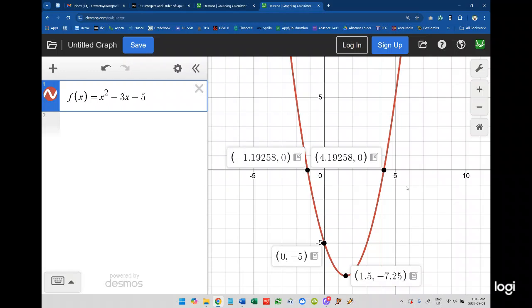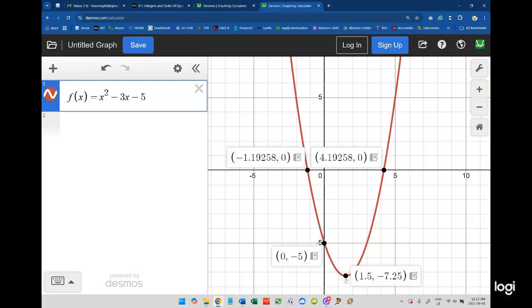But those gray dots represent important things about the graph. So for instance, the top 2, the ones that are on the x-axis, represent the x-intercepts. They show you what the x-intercepts are, the values when y is 0. This one down here, 0, -5, shows you what the y-intercept is. It tells you what value y you get when x is 0.